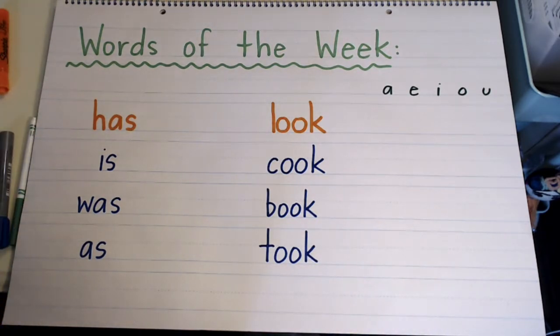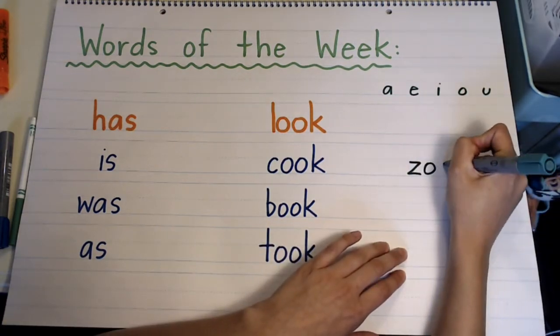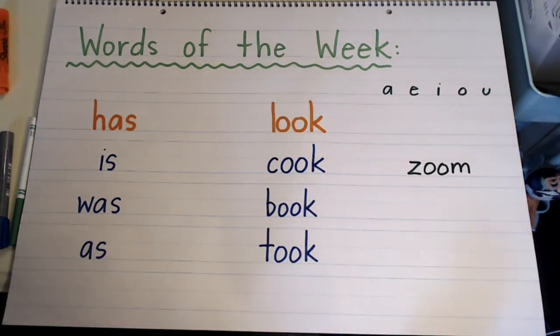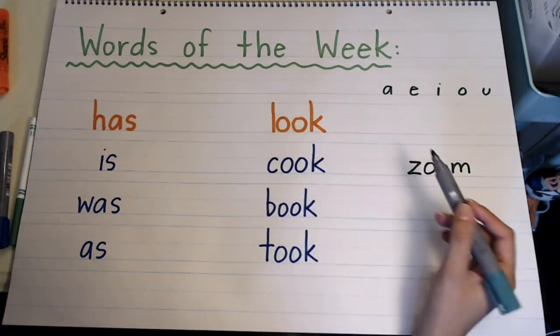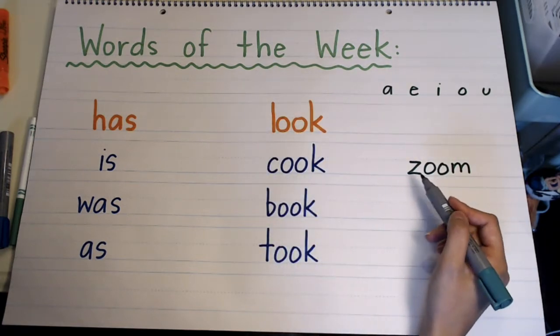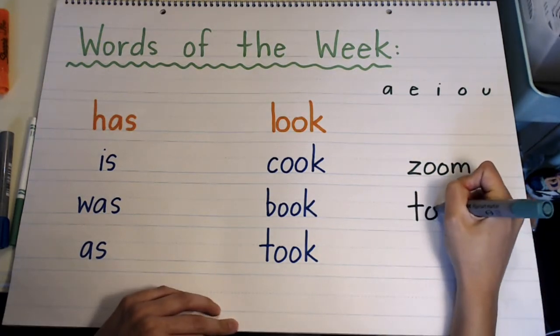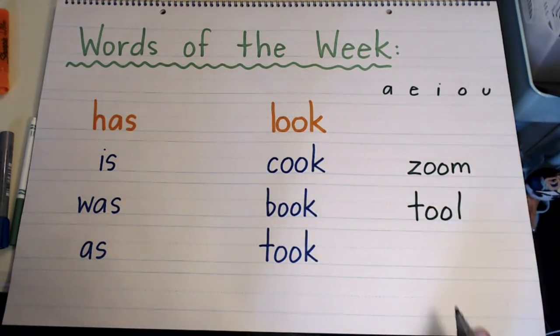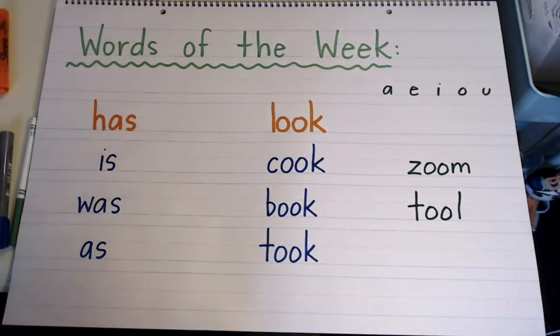So I wanted to show you two other words where the vowel pair of two O's sounds a little bit different. So in the word Zoom, the two O's sound more like ooh. Look is more like ook. Zoom is more like ooh. Zoom. And then also tool has that ooh sound. Zoom, tool.